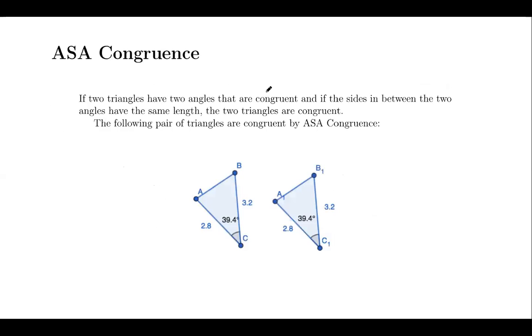And we can also use ASA congruence. So if two triangles have two angles that are congruent, and the sides in between the two angles have the same length, the two triangles are congruent. So over here, we can see there are two sides, 2.8, 2.8, 3.2, 3.2.